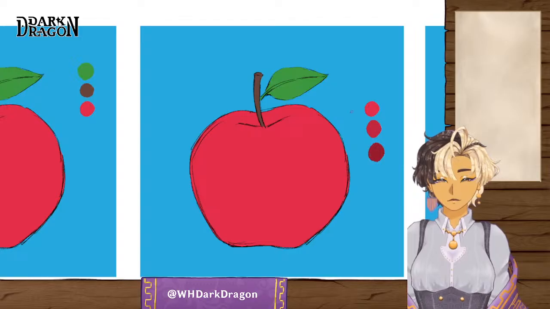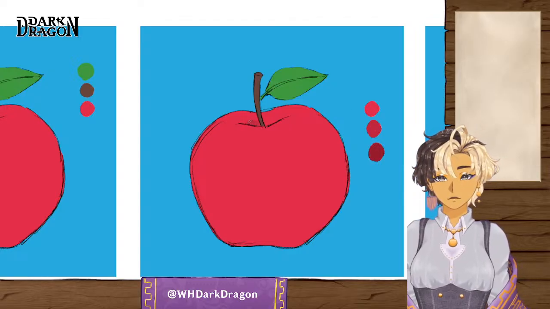So we're going to make the soft shadow first, one in the upper part.